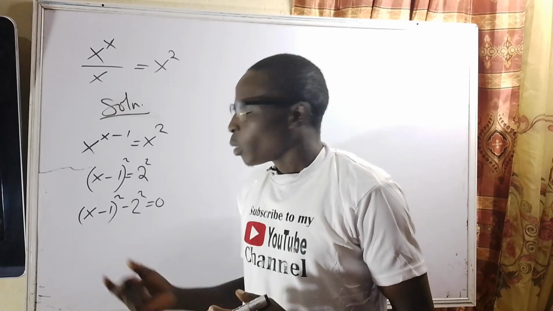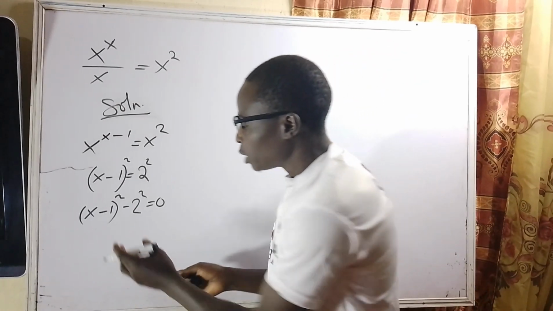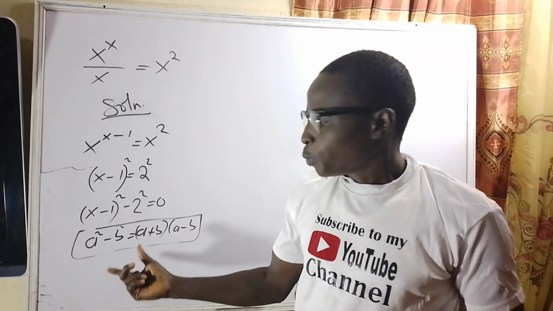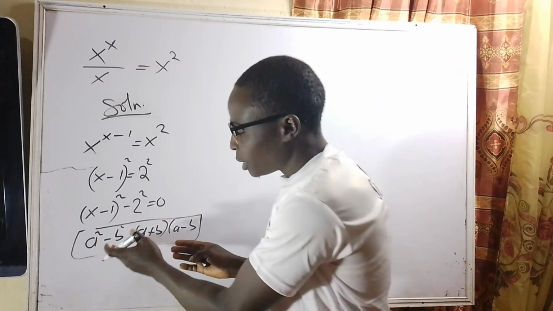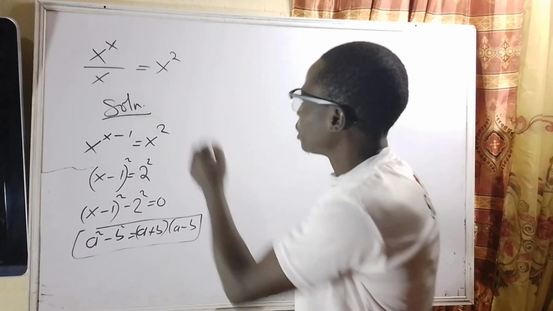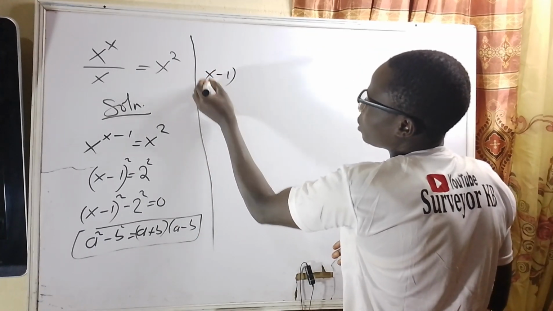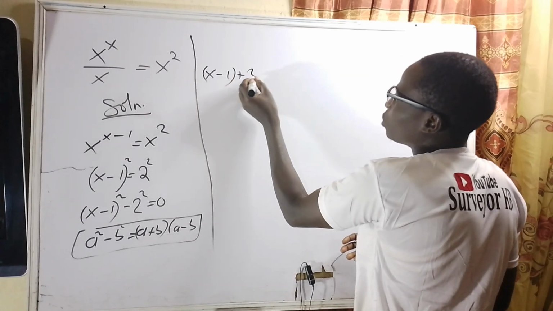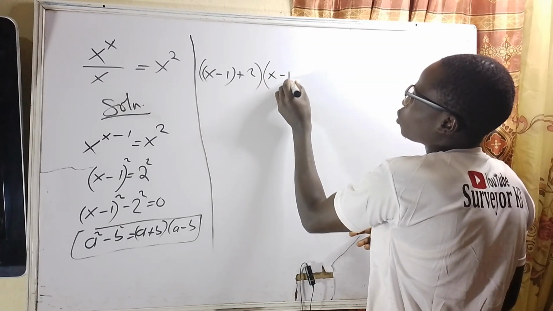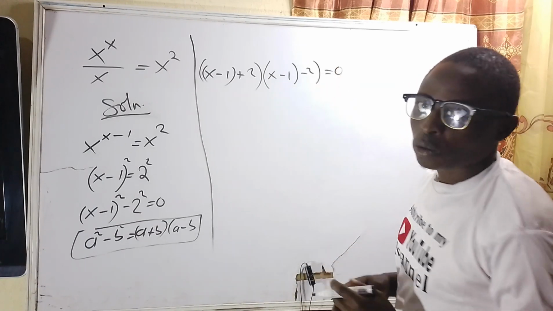From here we know that we can use the difference of 2 squares. Going by this, we can adopt the same thing as regards this x minus 1 squared minus 2 squared. So that means I'm going to have x minus 1 plus 2, multiplying x minus 1 minus 2, to be equal to 0.